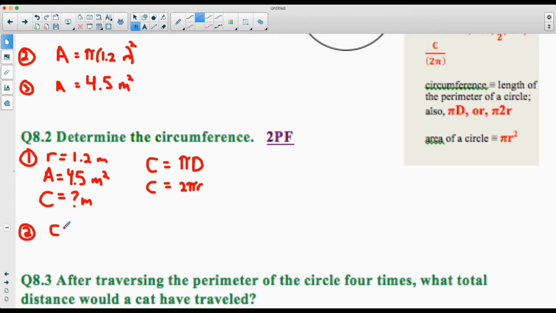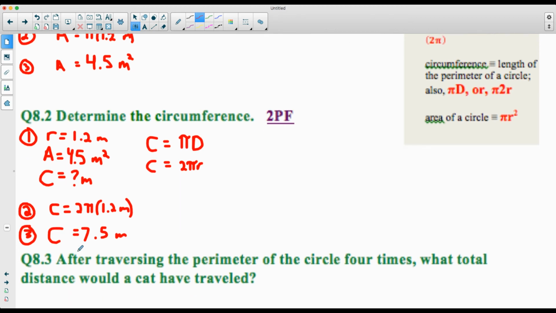So if we substitute here, circumference is 2 pi times 1.2 meters. All right. And of course, you get your answer. So 2 pi, 3.14 becomes 6.28. And 6.28 times 1.2, we're going to keep it to 2 sig figs, gives us 7.5 meters. So circumference is 7.5 meters. Okay, good to go. Good to go.